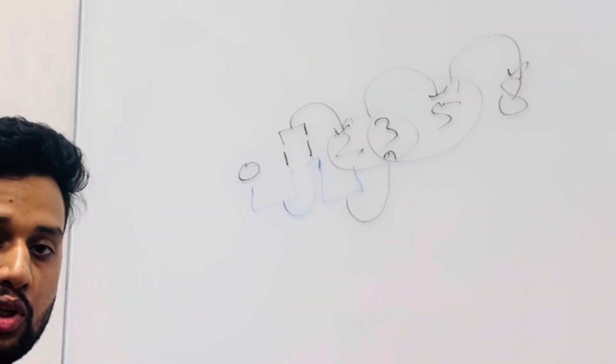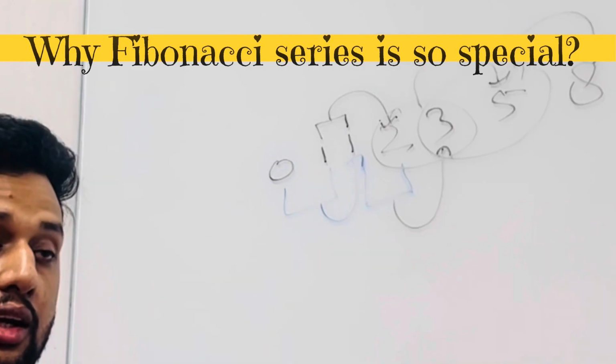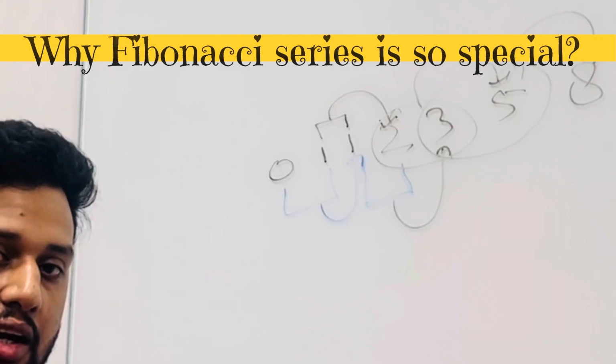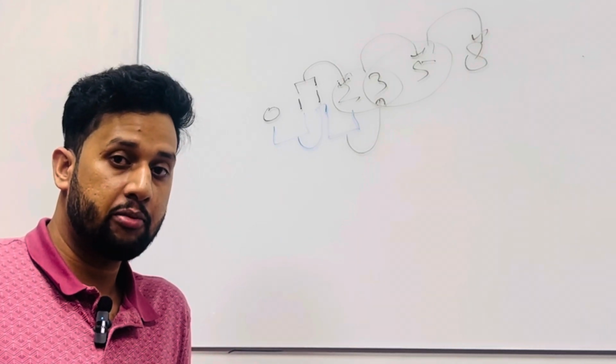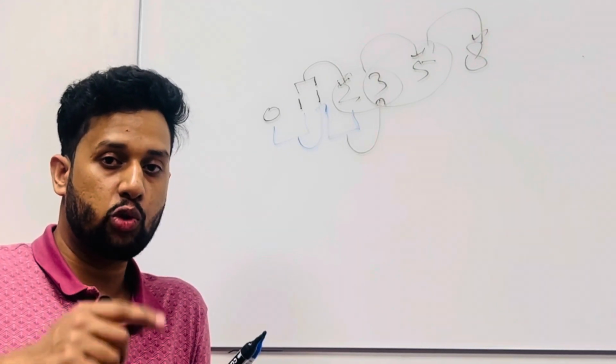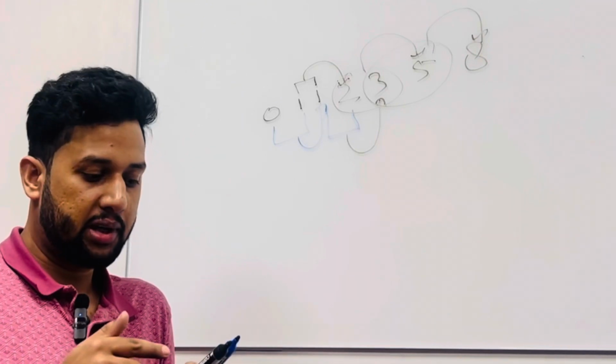Now what is so special about this series? It is widely found in nature. Actually, the Fibonacci number is not that famous. The Fibonacci spiral is more famous. So what is the Fibonacci spiral?